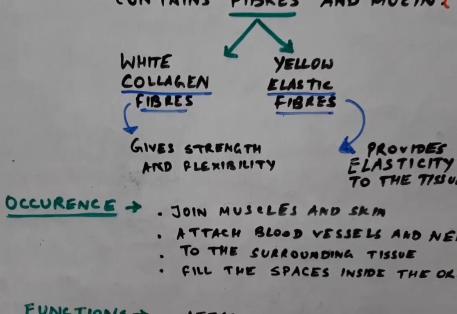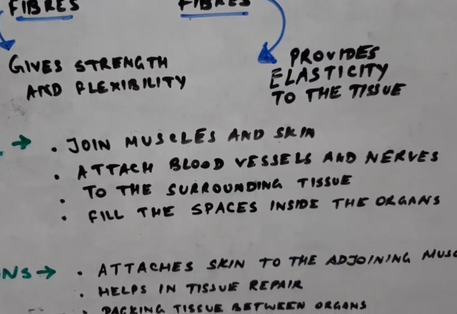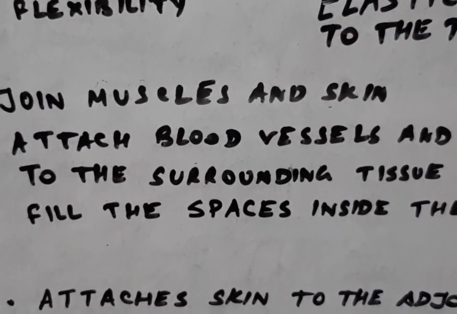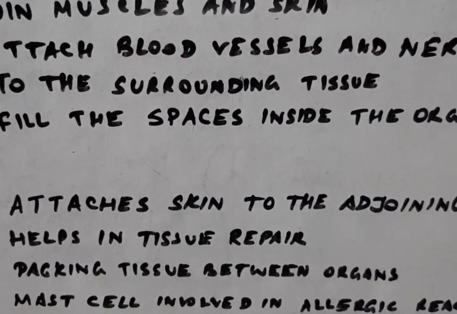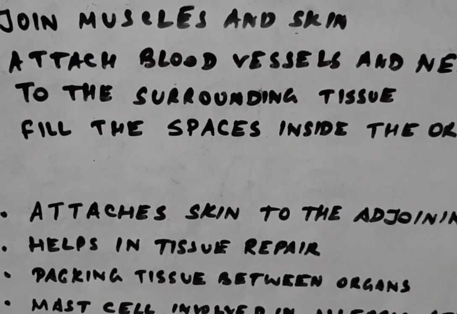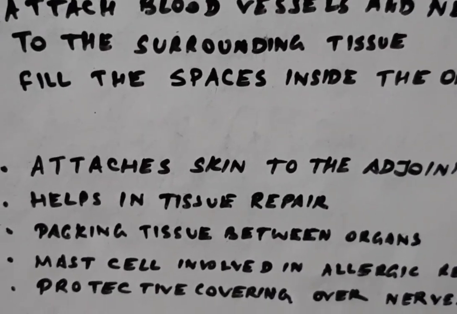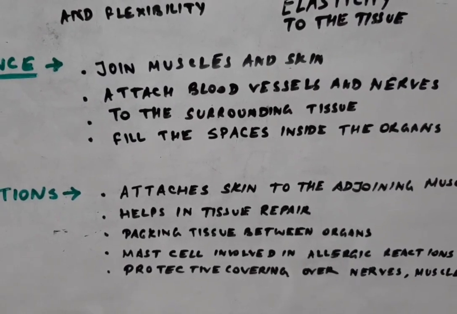Now let us look at the occurrence of this tissue. Where does this tissue occur in the body? Generally they join muscles and skin, they attach blood vessels and nerves, and they are found in the areas between the surrounding tissues. They also fill the space inside the organs. That's why it is also known as packing tissue or packaging tissue.